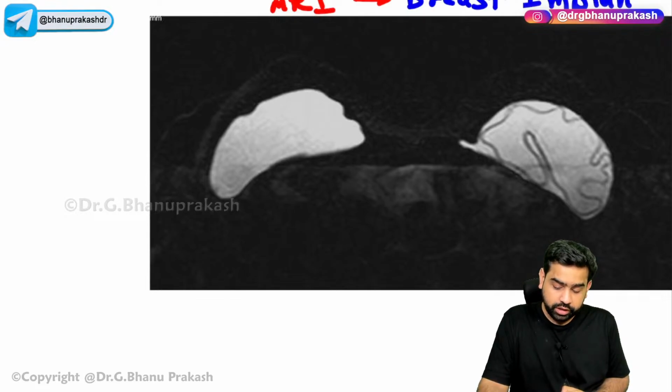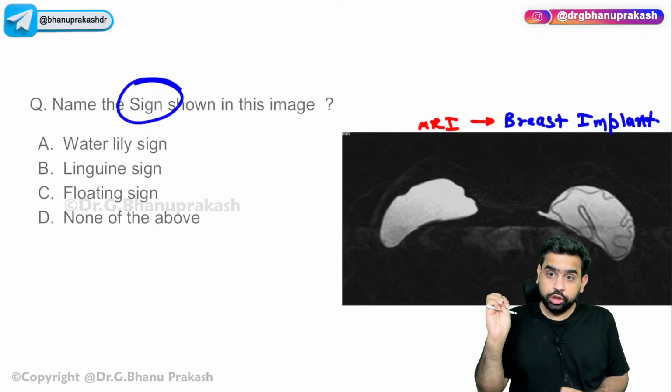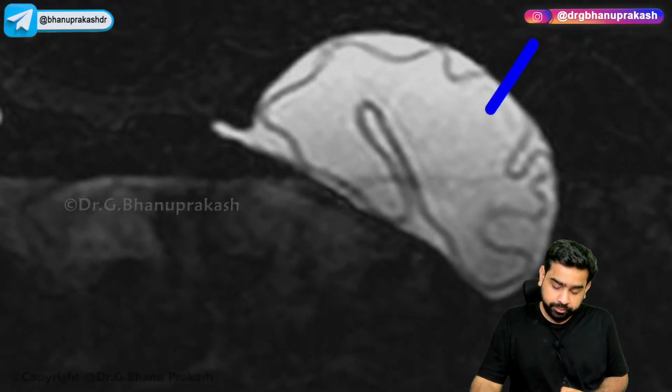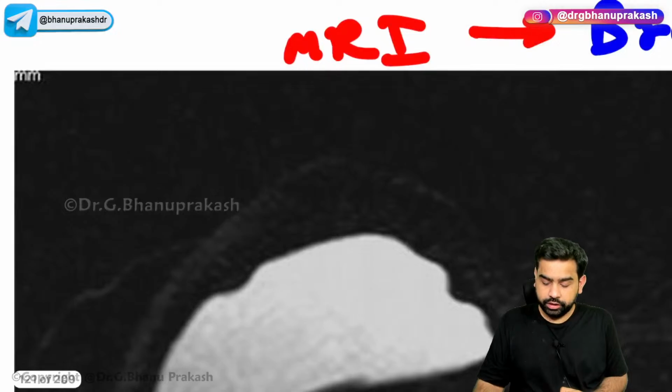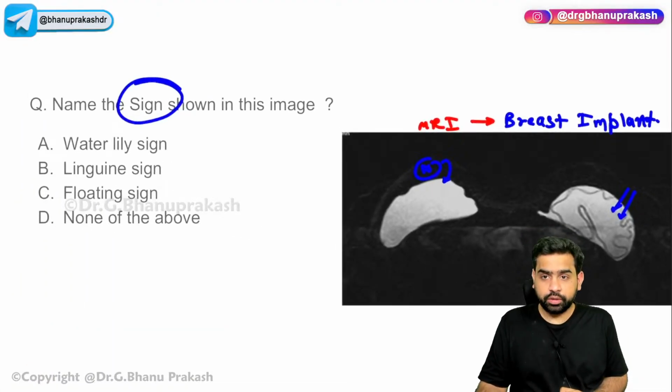Okay, and what is this? This is a ruptured breast implant. So this is the ruptured breast implant, and this is the normal breast implant. Okay, this is a normal breast implant, and this is a ruptured breast implant.